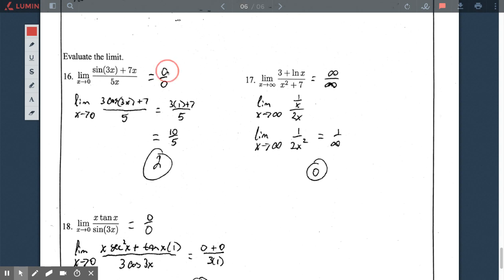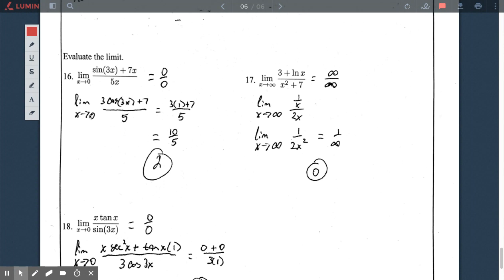When I plug in 0, I get 0 over 0. So then we need the derivative of the top and the derivative of the bottom. So the derivative of the top would be 3 cosine of 3x. Don't forget to take the derivative of the inside. And derivative of 7x is 7. And derivative of 5x is 5.